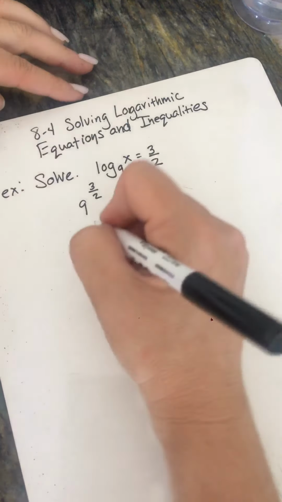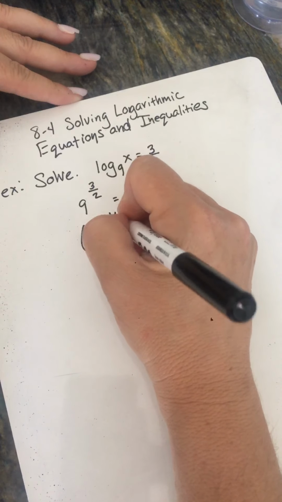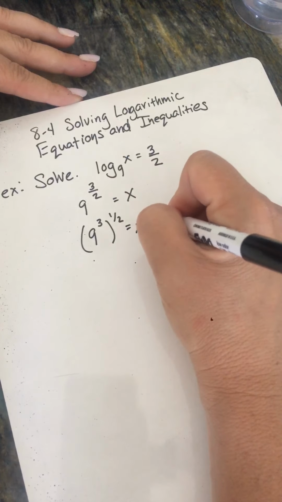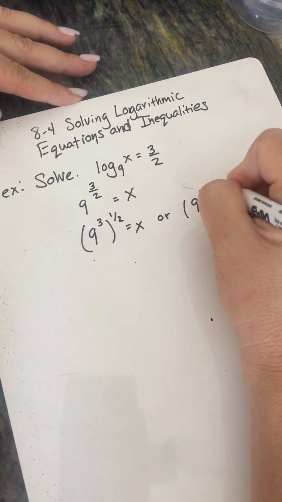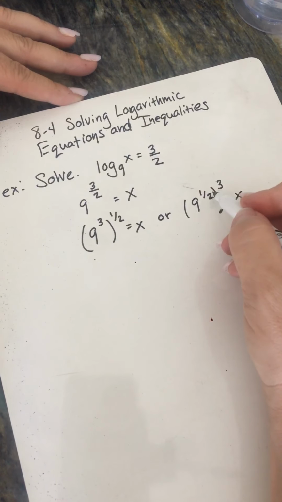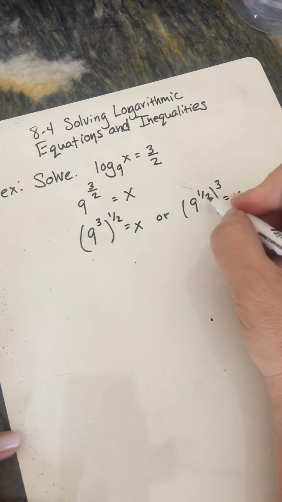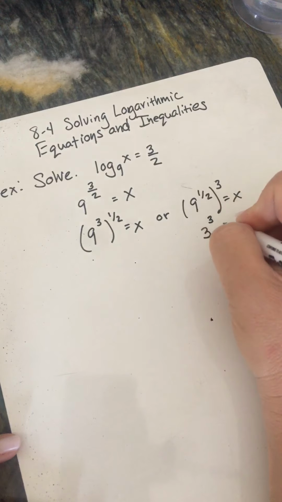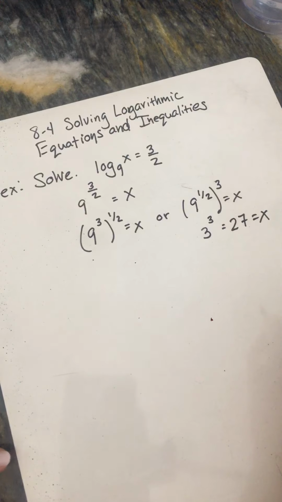So 3/2 power just means 9 to the third, and then to the 1/2, or the square root, equals x. Or it could be 9 to the 1/2 to the third. I actually think I'm going to do this one instead because I can do 9 to the 1/2 in my head. I cannot do 9 to the third in my head very well. So 9 to the 1/2 is 3. So now we have 3 to the third. So that's 27. So x equals 27.